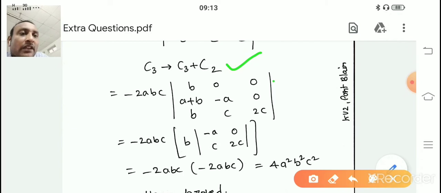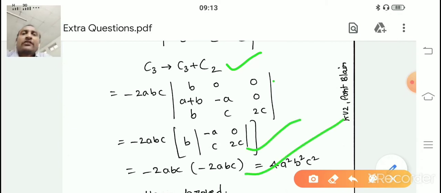After that I open it, so that I get 4A square B square C square. After applying at least 3 operations you can open it for a 6 marker question. 3 to 4 operations must be there for a 6 marker question. For a 4 marker, exactly 3 operations is enough. Then after that you expand it, not a problem.